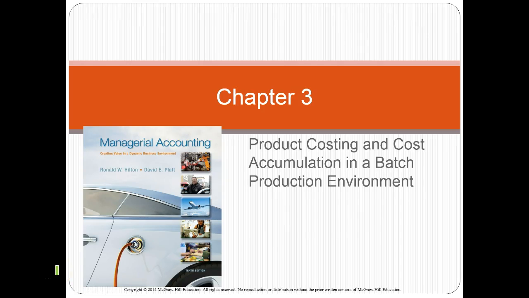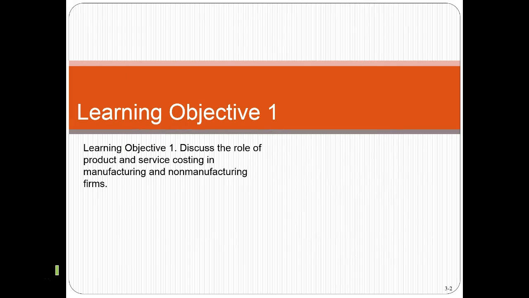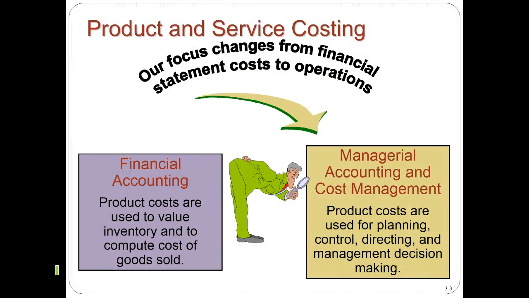In this video, we will be discussing Chapter 3, Product Cost and Cost Accumulation in Batch Production Environment. Learning objective number 1, discuss the role of product and service costing in manufacturing and non-manufacturing firms. Product and service costing, our focus changes from financial statement costs to operations.